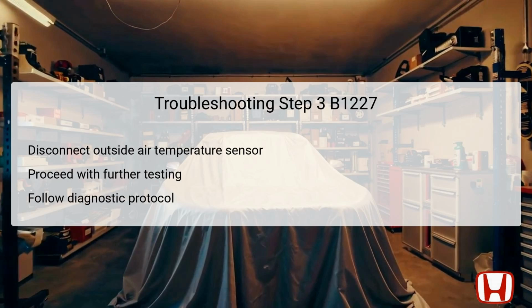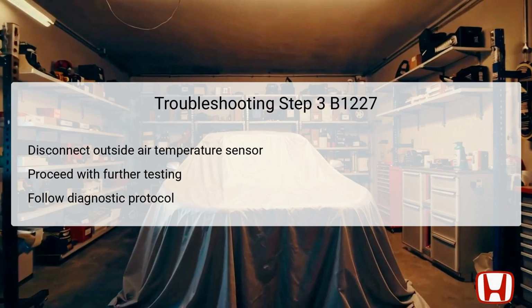Upon confirming the presence of DTC B1227, detach the outside air temperature sensor from its connection to the vehicle's wiring. This step is necessary for more precise testing, ensuring that the sensor's operation can be fully evaluated without interference. With the sensor disconnected, proceed to check its functionality.